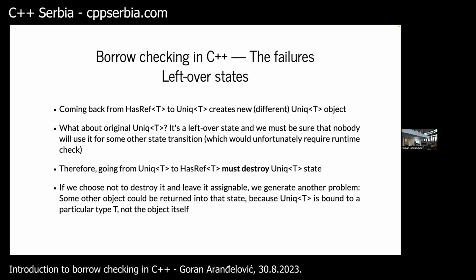But what will happen with the original one? With the original one, there is a problem because we don't want it to be used. Because if we allow it to be used, we are breaking some implementation of borrow checking, because we can use transition functions to again transit from that original unique T to the other states, which is not a valid thing. Yes.